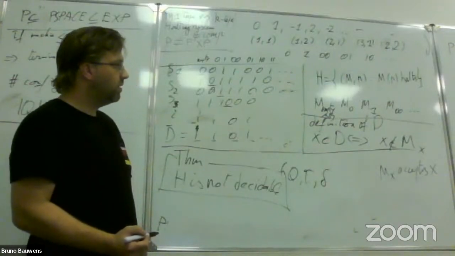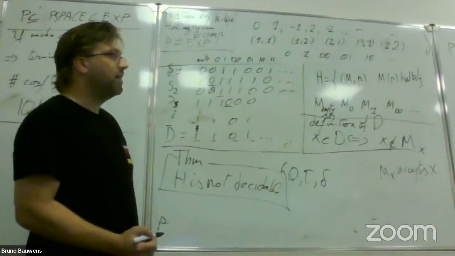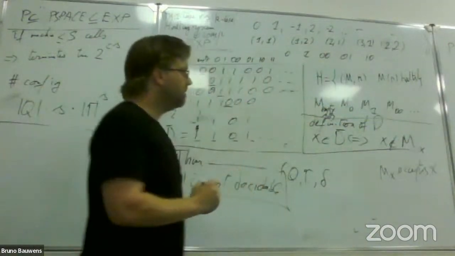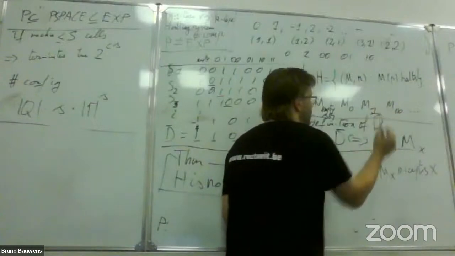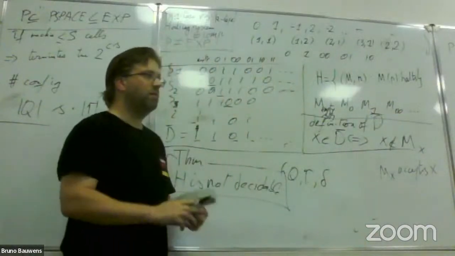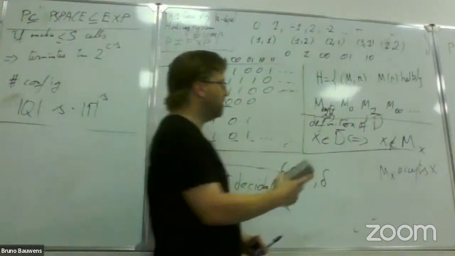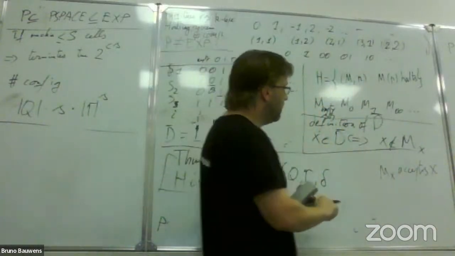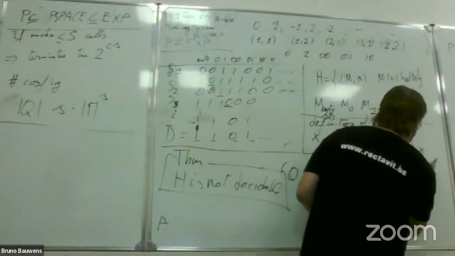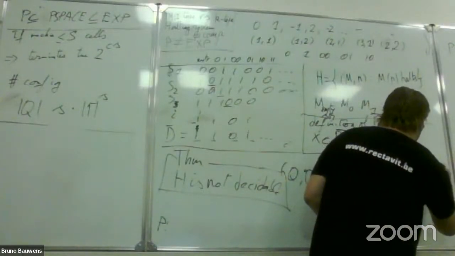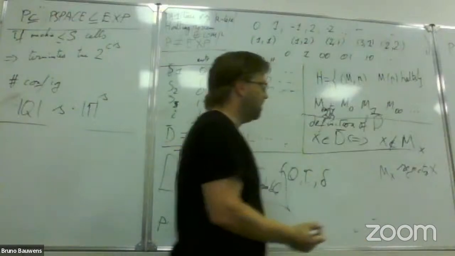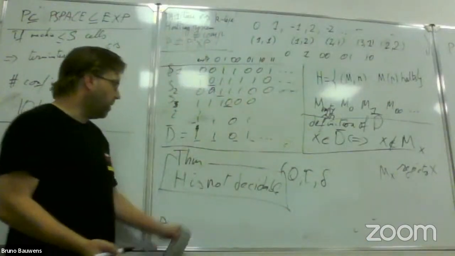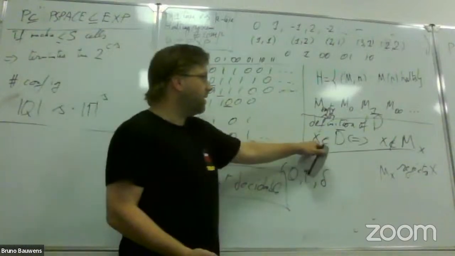That's the definition of the negated diagonal. Okay, so let's write it here. Definition: I will call the language D bar. It has some funny names. And this means that MX rejects X. So now our plan is, we have the special language.